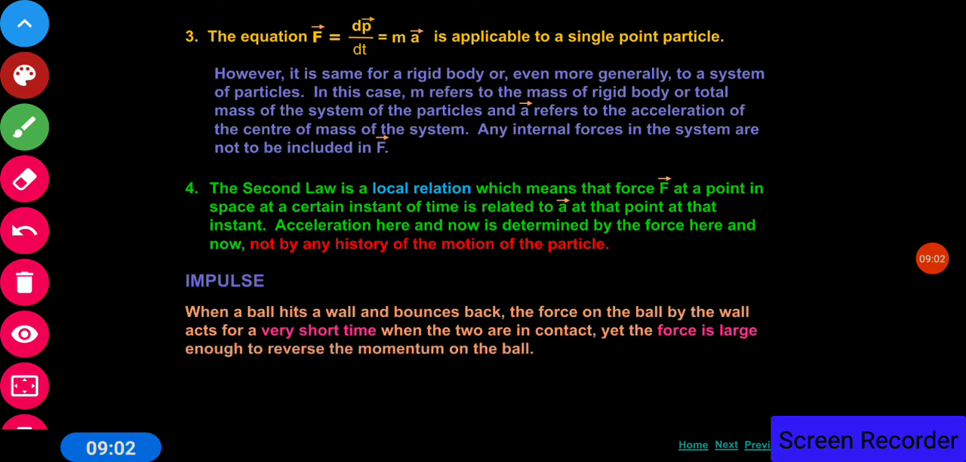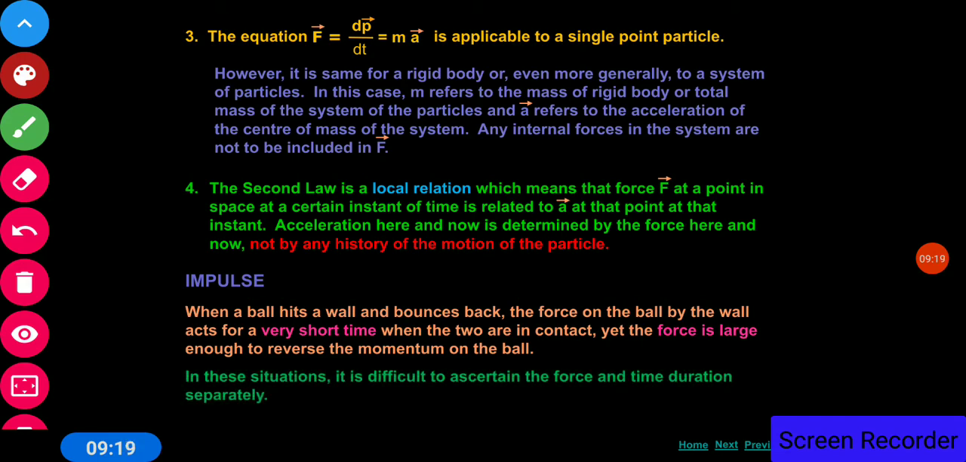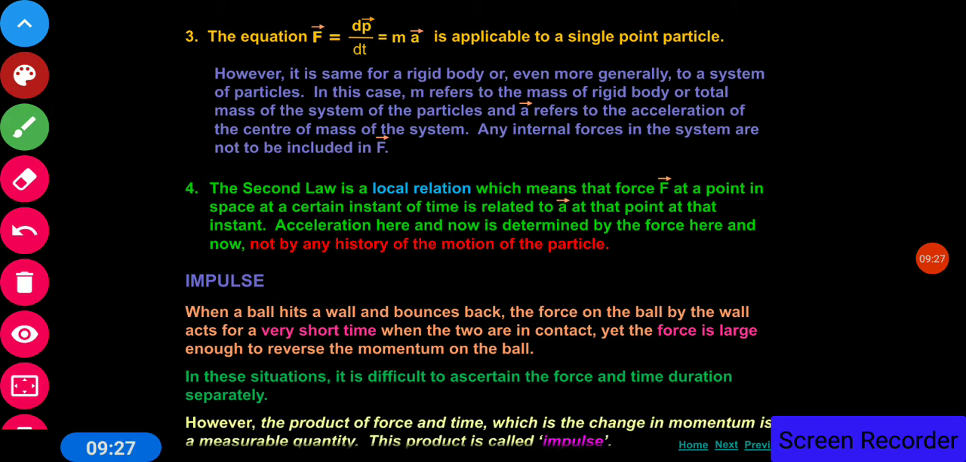Impulse. When a ball hits a wall and bounces back, the force on the ball by the wall acts for a very short time when the two are in contact, yet the force is large enough to reverse the momentum of the ball. In this situation, it is difficult to ascertain the force and time duration separately. However, the product of force and time, which is the change in momentum, is a measurable quantity. This product is called the impulse.